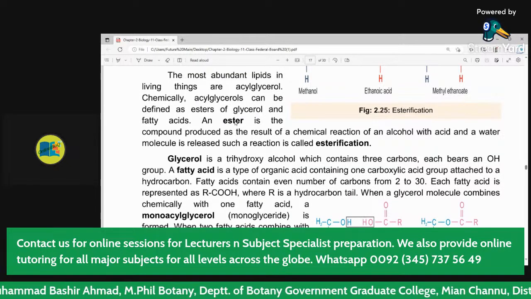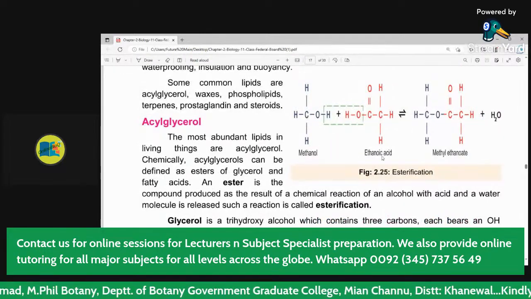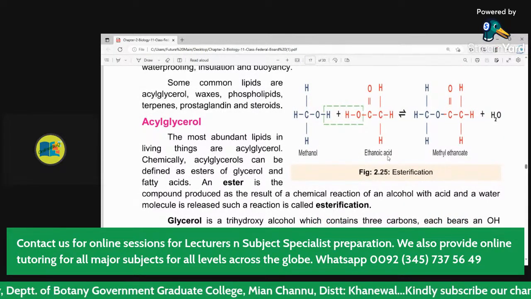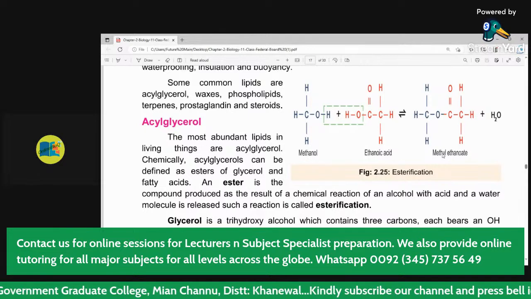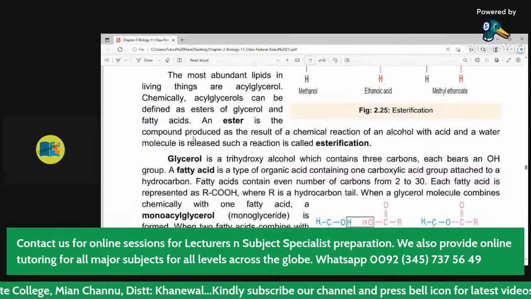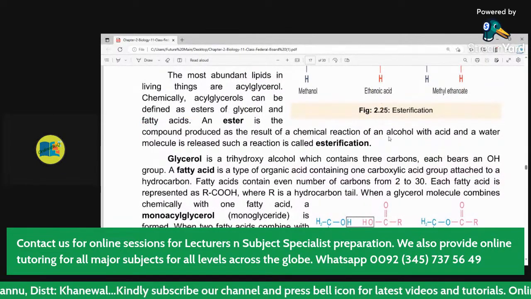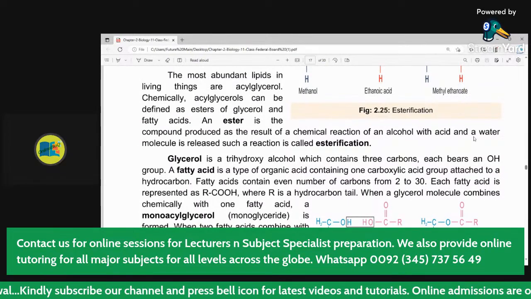An ester is formed when alcohol and acid react with each other. So an ester is the compound produced as the result of a chemical reaction of an alcohol with an acid, and a water molecule is released. Such a reaction is called esterification.